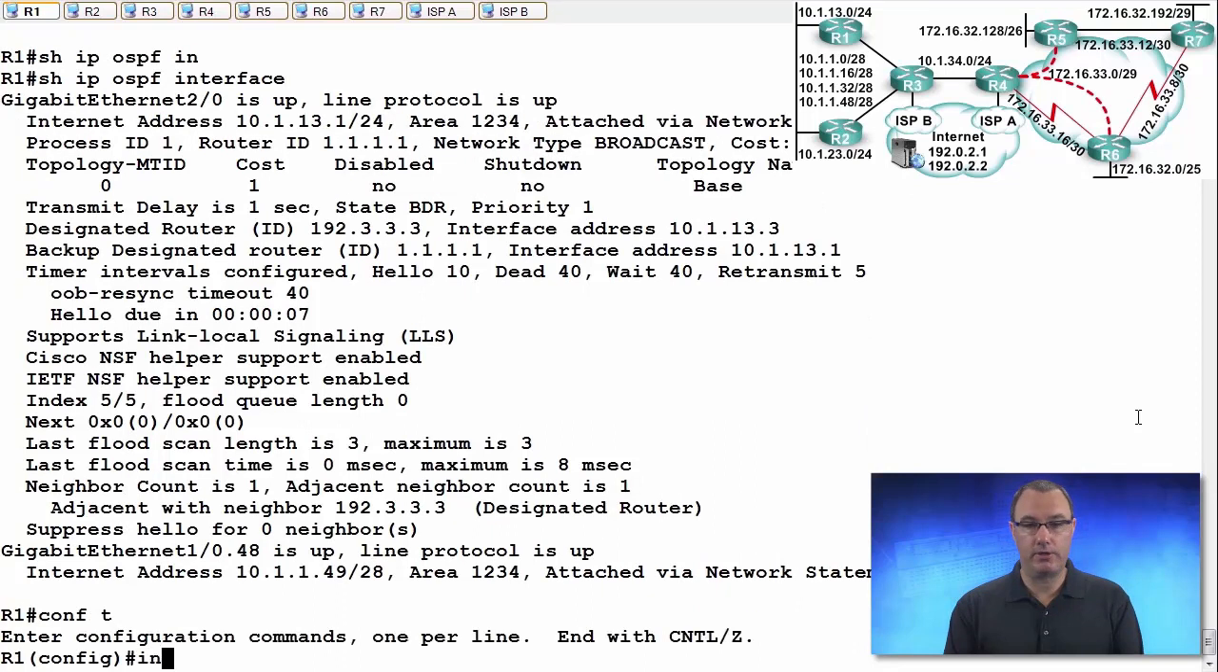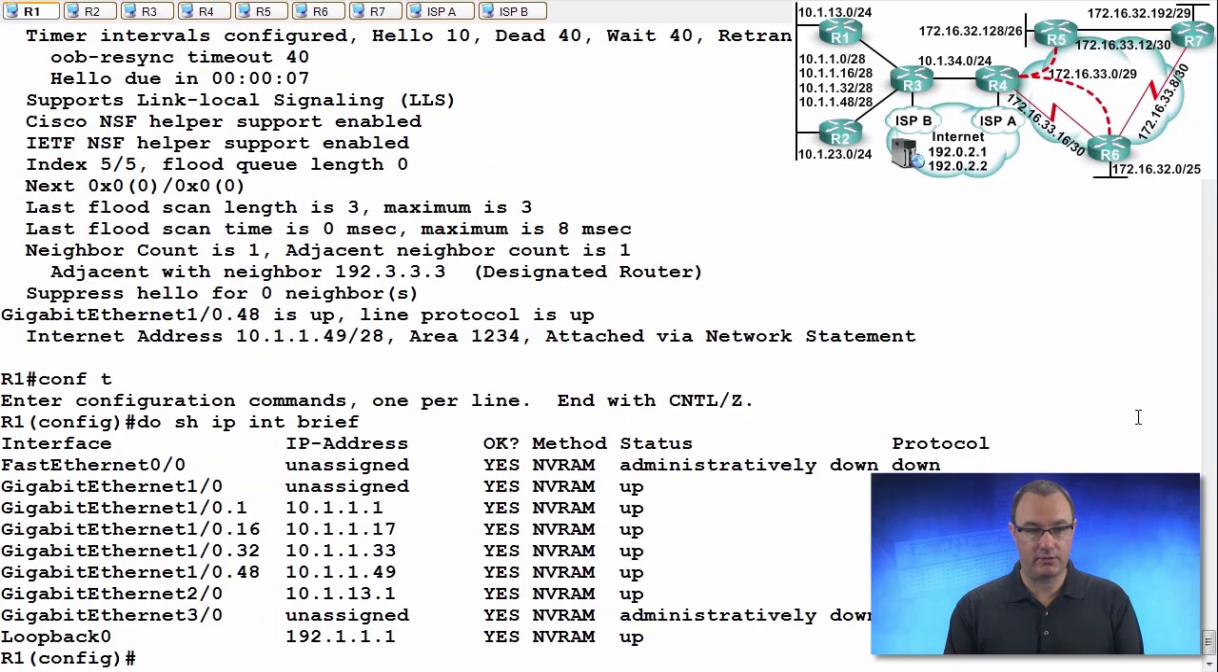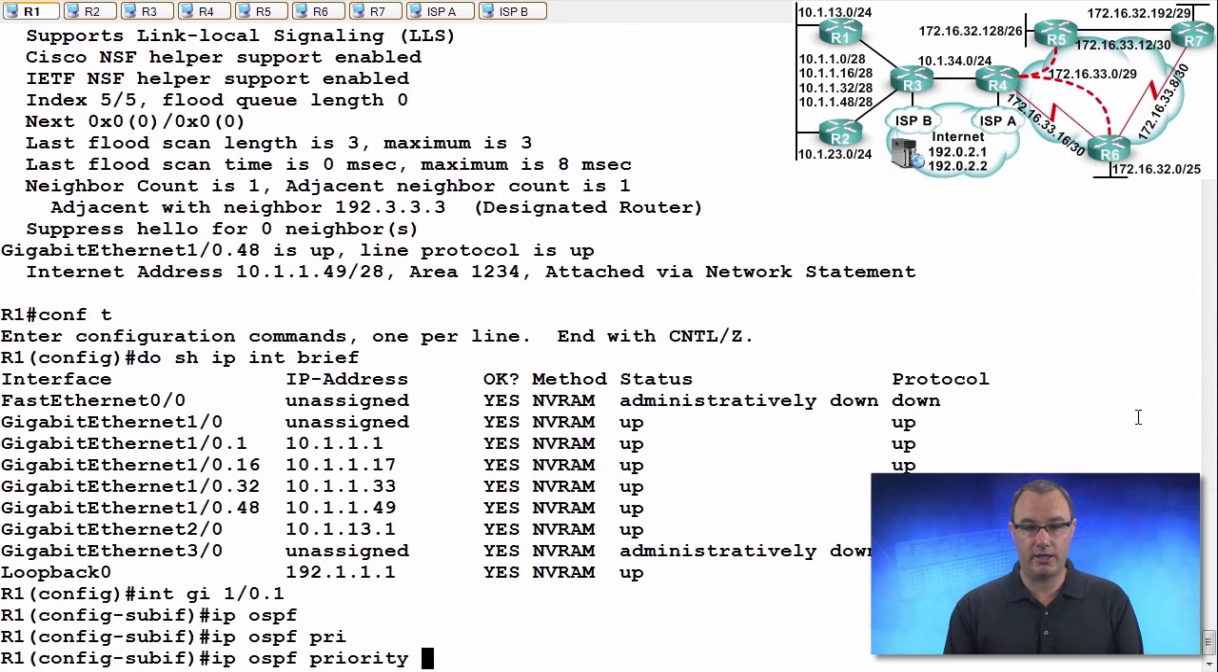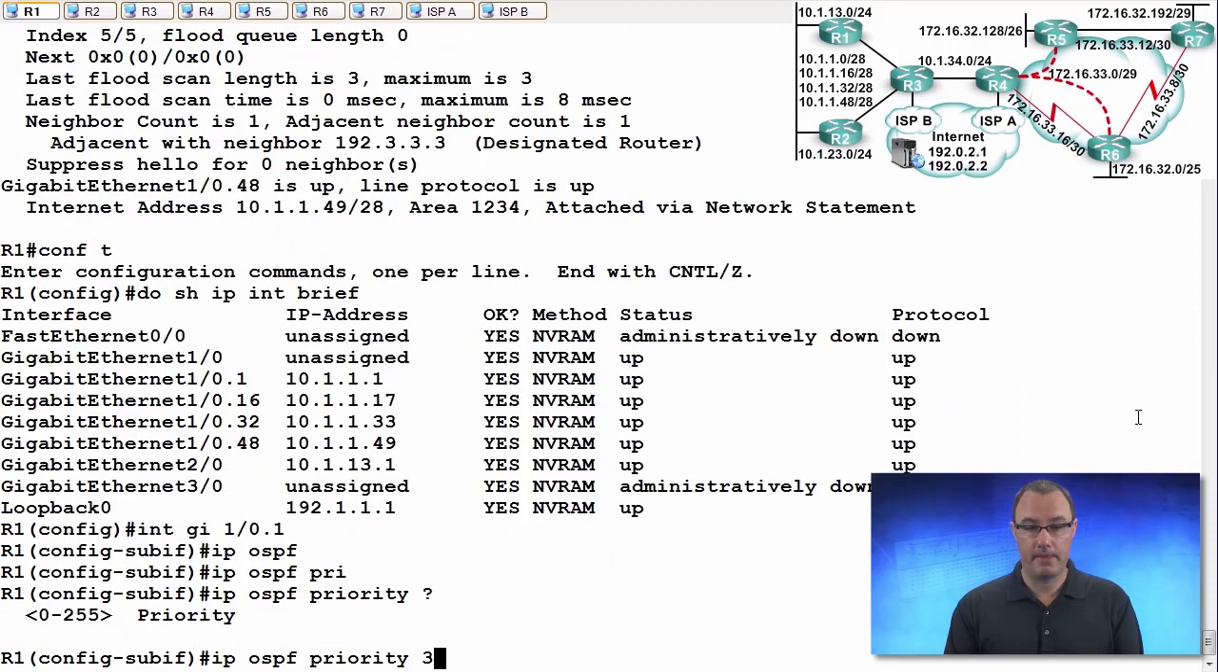So if I go here and I want this interface to be, actually, let's do the interfaces that are going down to the VLANs on the left-hand side. I might do something like this. Now, I don't actually think this is very important for the real world, but I want you to have seen it. So I could say IP OSPF priority, and I could say something like 32. That gives me a lot of leeway.